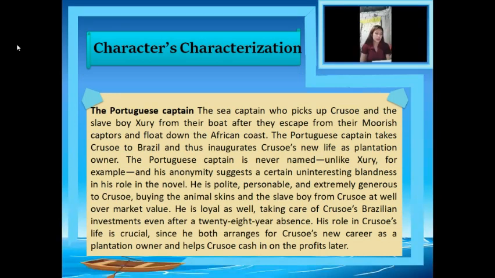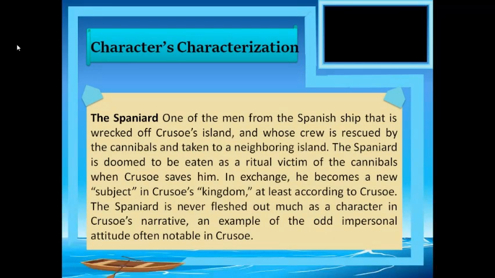Then next, the Portuguese sea captain rescues Crusoe after he escapes from slavery and later helps him with his money and plantation. Next, the Spaniard, a man rescued by Crusoe who later helps him escape the island.